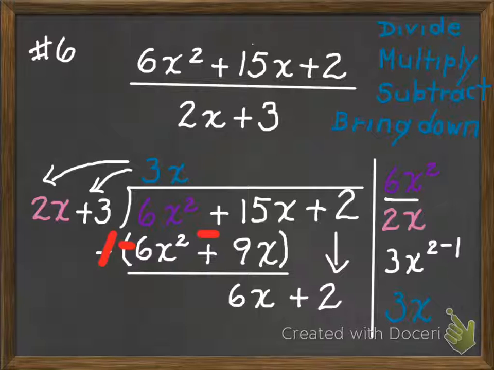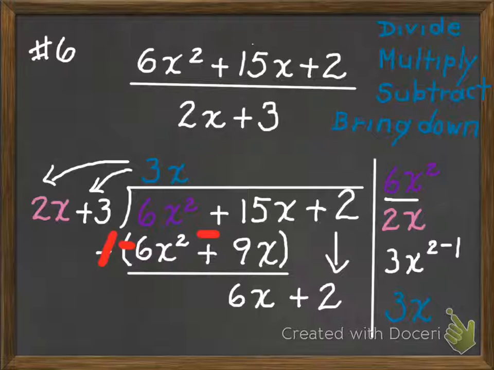So now we've divided. Next step is multiply. We multiply the blue 3x by each of the terms in the divisor. So we go to 3x times the 2x, and we get 6x squared, and we write that right underneath the purple 6x squared. Then we do 3x times the 3, the second term on the divisor, and we get 9x, and we write that right under the 15x. Now we're subtracting that whole binomial, that whole 6x squared plus 9x.